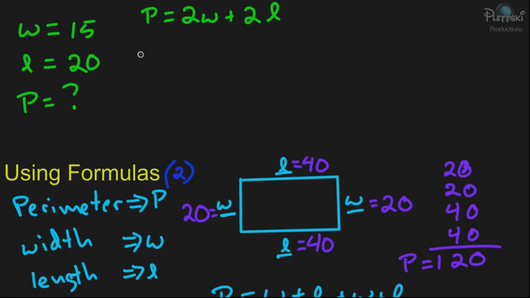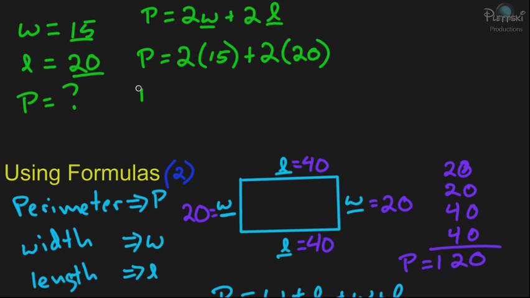Okay, we don't know P, but we do know what the width is and we do know what the length is. So let's rewrite the formula. 2 times the width, which is 15, plus 2 times the length, which is 20. So now we get 2 times 15, which is 30, and 2 times 20, which is 40, and 30 plus 40 will give you 70. So the perimeter should equal 70.